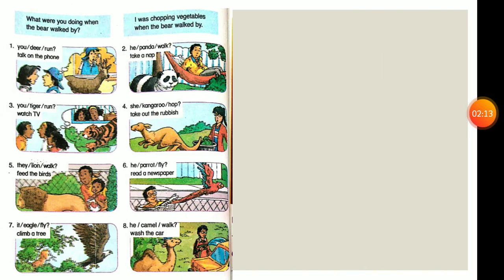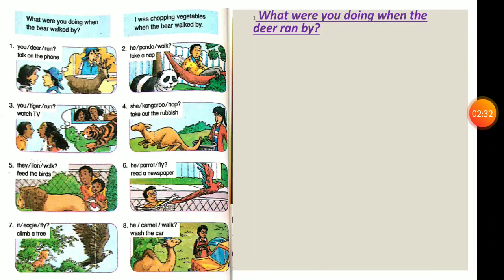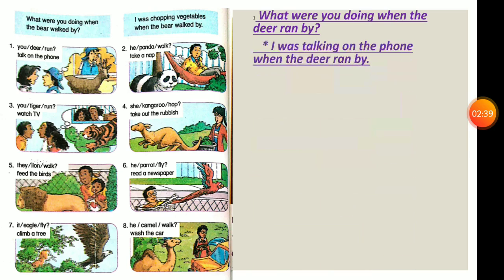Let's see this picture. We have 8 small pictures. We want to make a question in past continuous tense, but it contains when and the sentence of when. Let's see, for example, number 1. What were you doing when the deer ran by? The answer is: I was talking on the phone when the deer ran by.